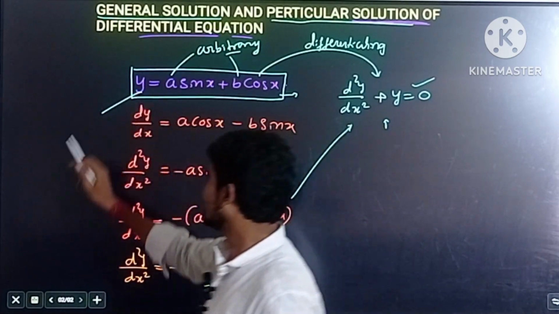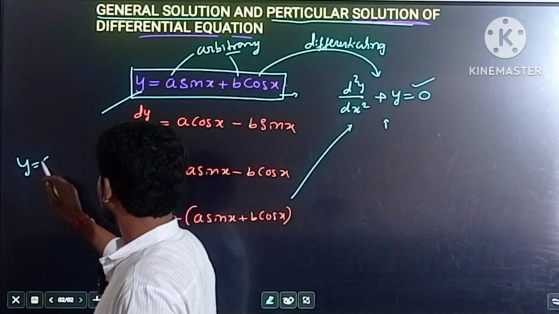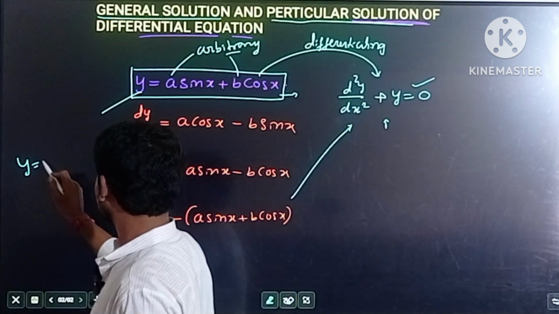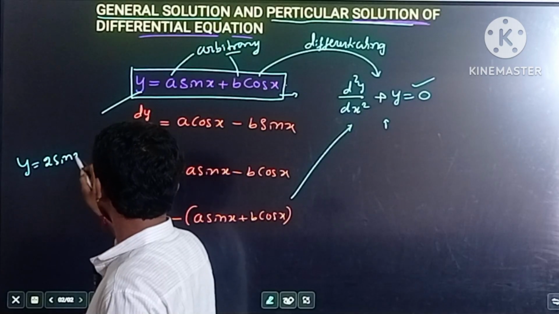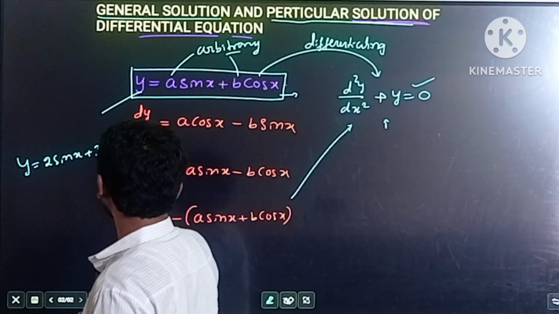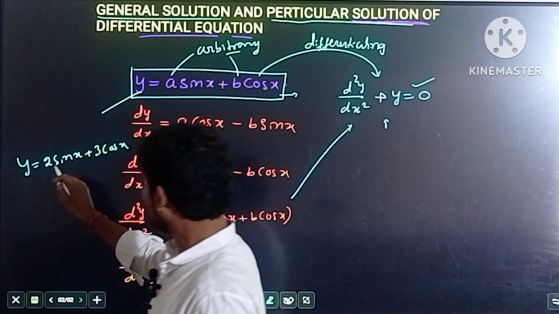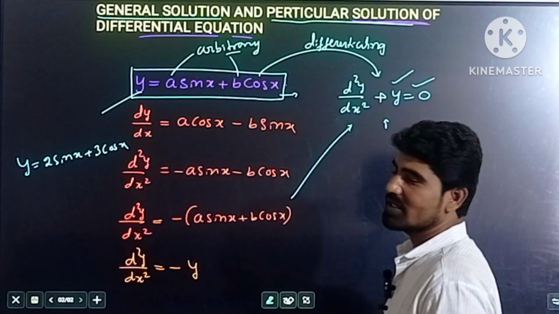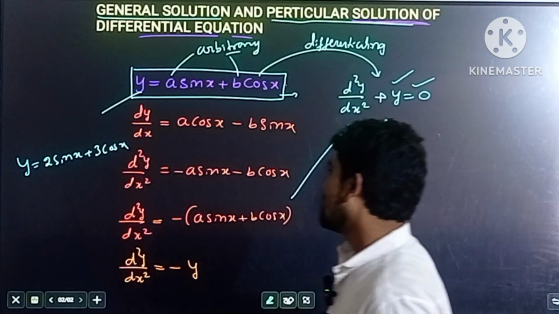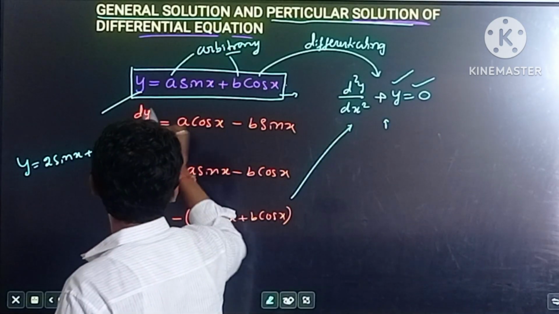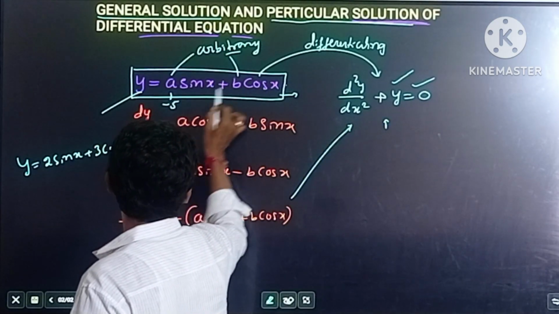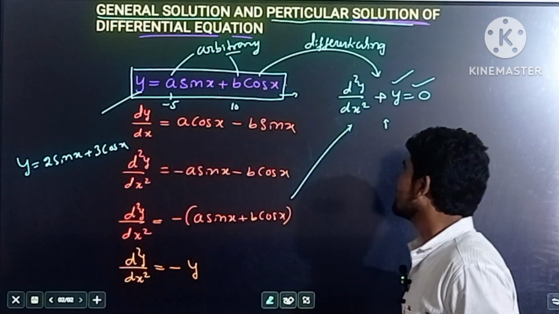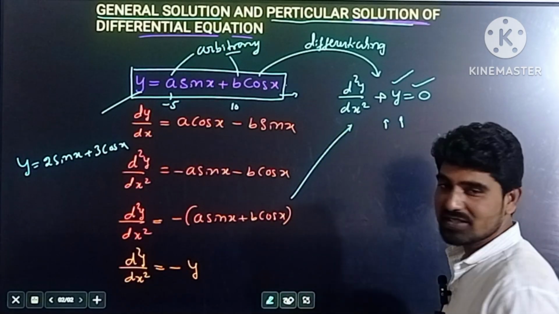So I can write y equals, in place of a, I am going to take a fixed value: y equals 2 sin x plus b is 3, so 3 cos x. So y equals 2 sin x plus 3 cos x is also one of the solutions of this differential equation. Or one of the students takes the values a equals minus 5 and b equals 10. Then y equals minus 5 sin x plus 10 cos x is also a solution of this differential equation.